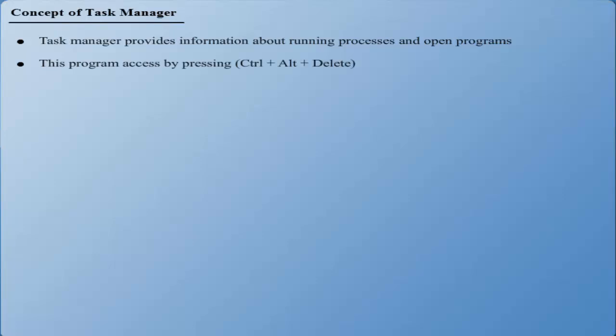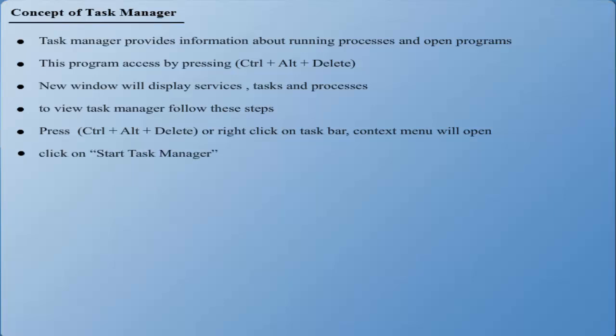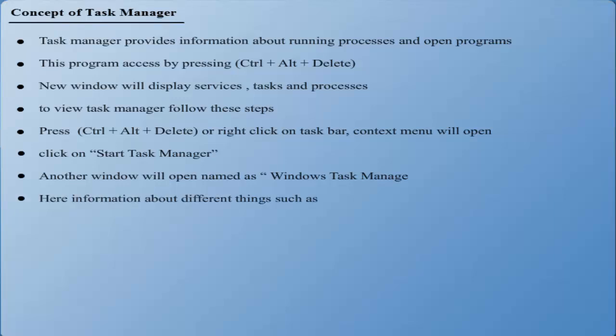In order to view the Task Manager, just follow these steps. Number 1. Right-click on the taskbar. A window will open. Just go to Start Task Manager option. Number 2. By clicking this, another window will open whose name is Windows Task Manager. Number 3. Here one can get the information about different things such as applications, processes, services, performance, networking, and users. It also provides information about general status of a system. It is basically used to terminate a running process.